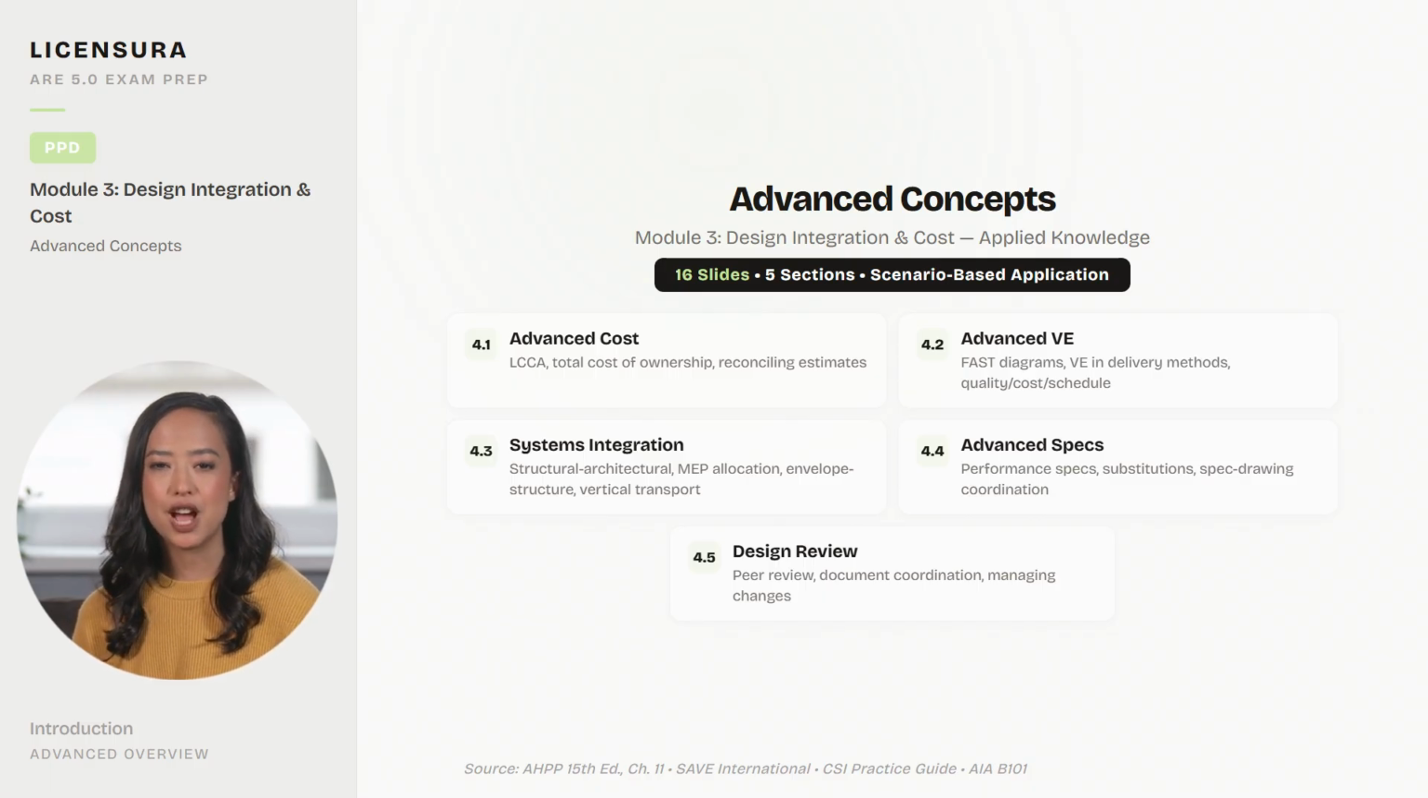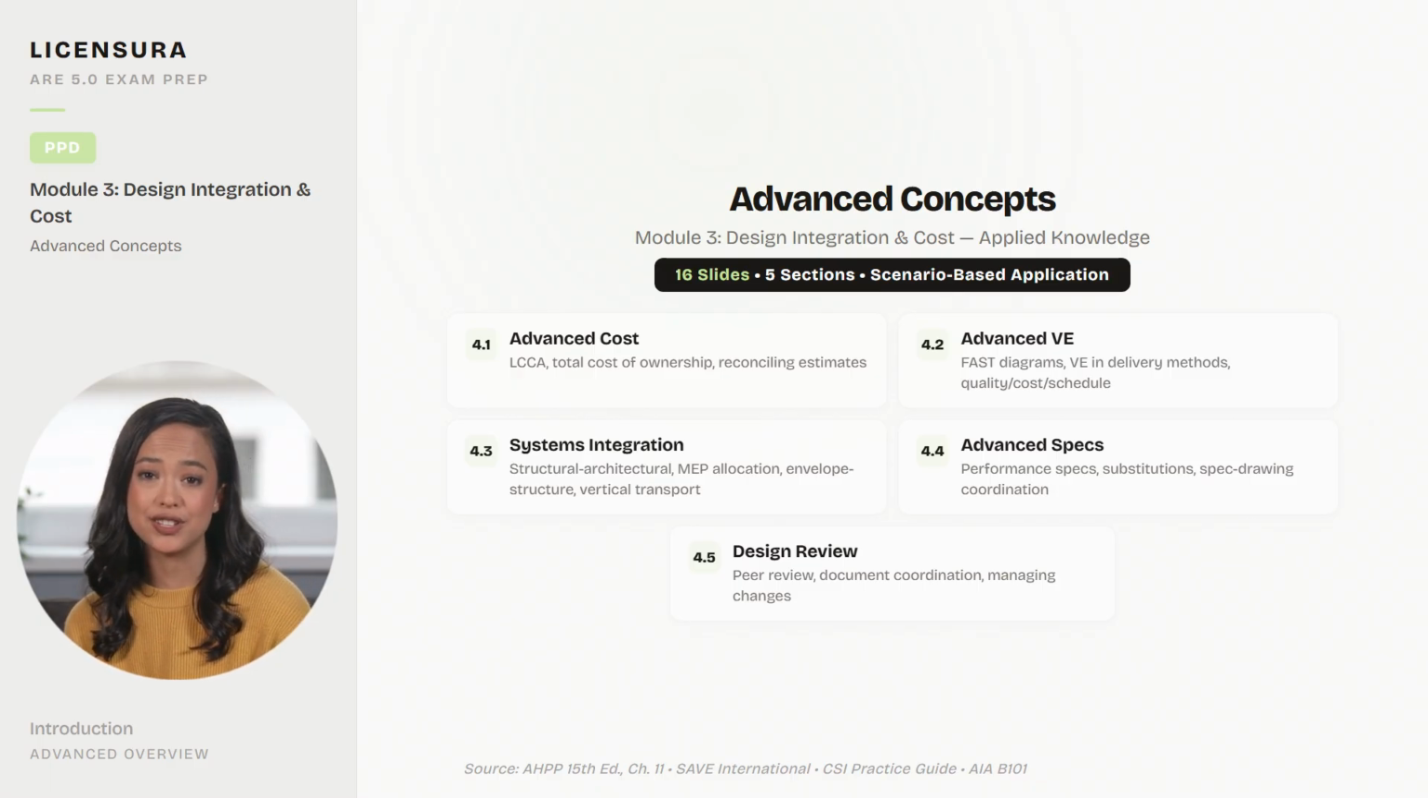Here's the thing about these topics. This is where most candidates lose points on the exam. Not because the material is inherently harder, but because the questions require judgment, not just recall. You can't memorize your way through these. You've got to think through scenarios, weigh competing interests, and pick the best answer when multiple options seem reasonable. So let's start building that skill right now.